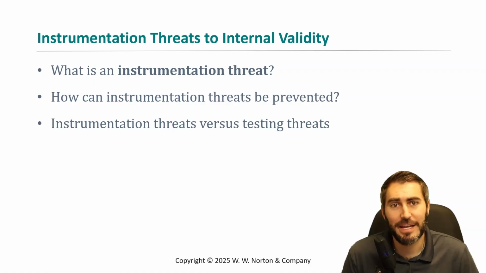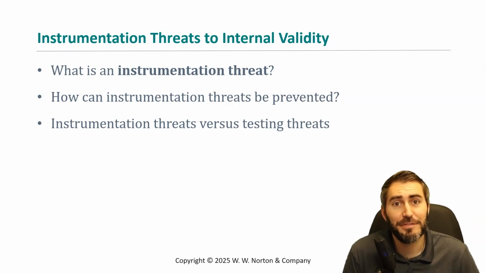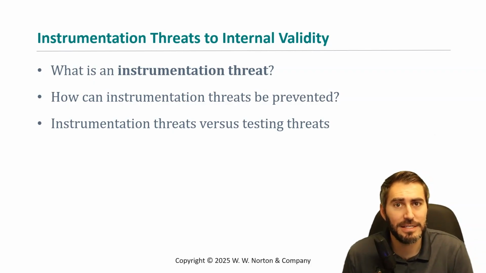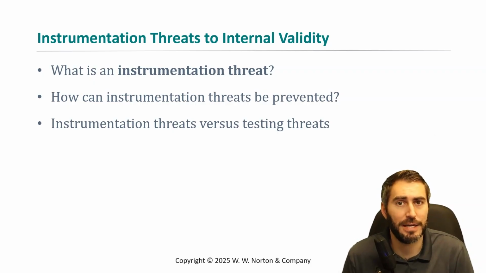One way to prevent instrumentation threats is to use a post-test only design. However, if you need a pretest post-test design, you should make sure that your pretest and post-test forms are equivalent. In terms of making observations, you might retrain your observers throughout the study. Finally, you might counterbalance the order of the pretest and post-test forms, such that some participants get form A at pretest and some get form B, and then they get the other form at the post-test.